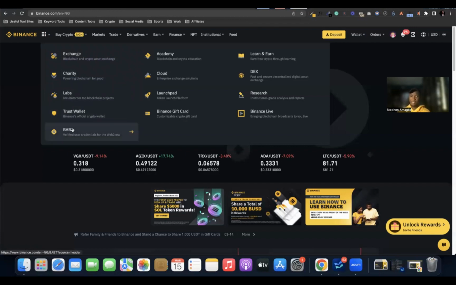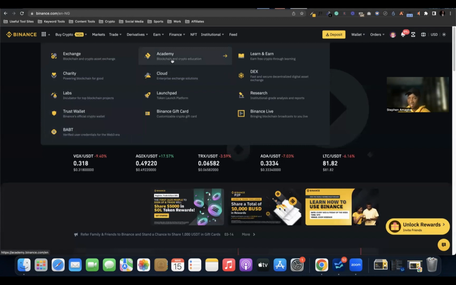Now we also have the BABT, which is basically a soul-bound NFT for verified Binance users. So if you have a verified Binance account, you can go ahead and mint this token and it will be yours. It is basically yours. So more details on that when you click on it, and it will take you to the process where you start getting this soul-bound NFT.